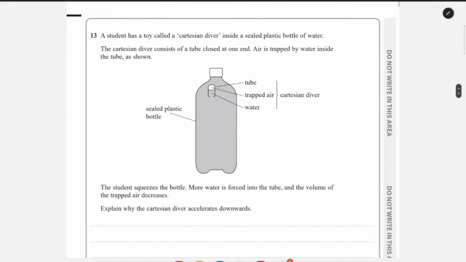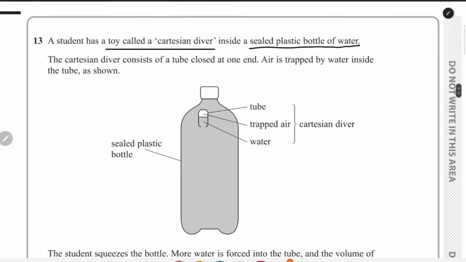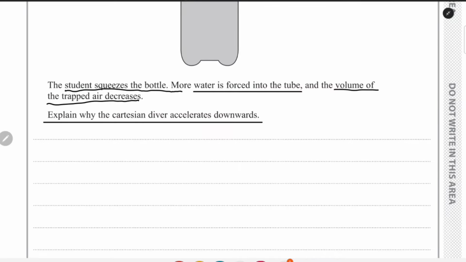Now moving on to question 13. We are given a toy called a Cartesian diver inside a sealed plastic bottle of water. This is the Cartesian diver over here. So it is a tube with trapped air inside it. We are given that the student squeezes the bottle, more water is forced into the tube, and the volume of the trapped air decreases. We have to explain why the Cartesian diver accelerates downwards.